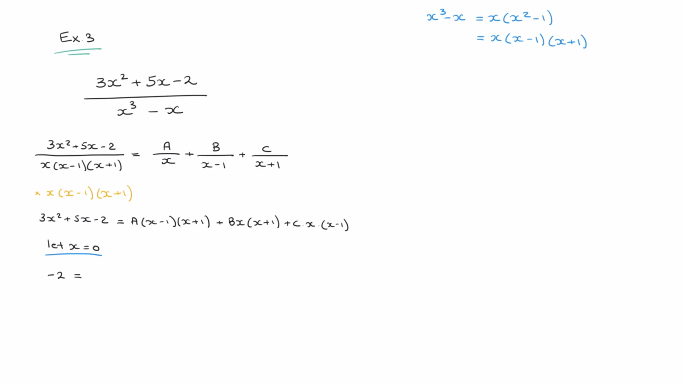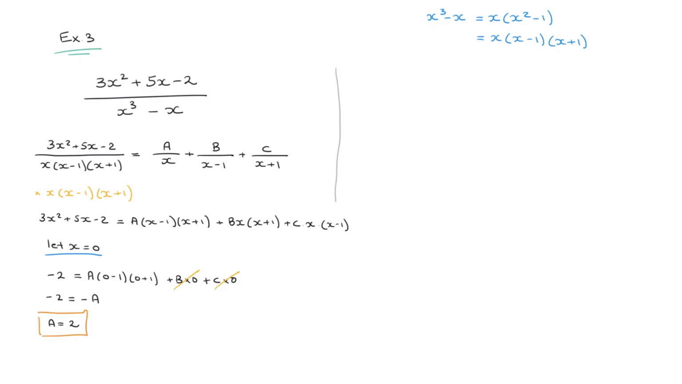And on the right-hand side, we'll have a times 0 minus 1 times 0 plus 1. But the other two terms, since they both contain x as a factor, they'll both become 0. So we can just state plus b times 0 plus c times 0. In other words, both of these can be ignored. This therefore becomes negative 2 equals a times negative 1 times 1, which is just negative a. In other words, a is equal to 2. And so we now have the value of a.